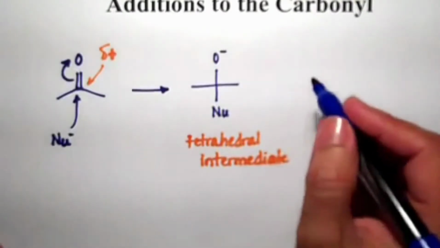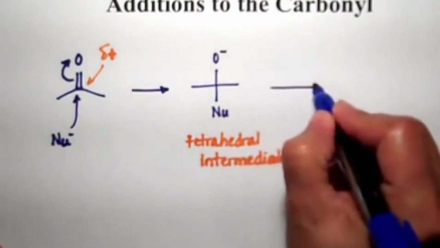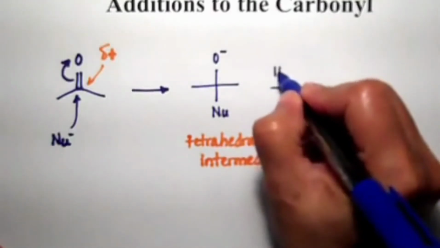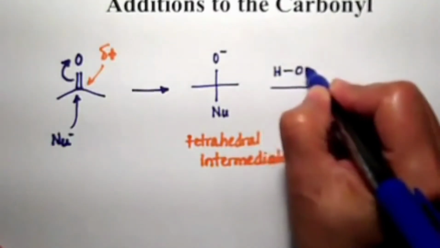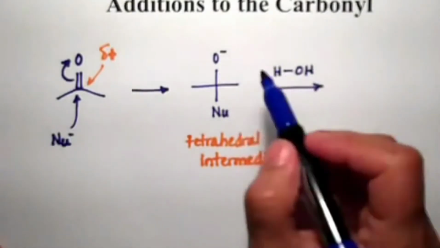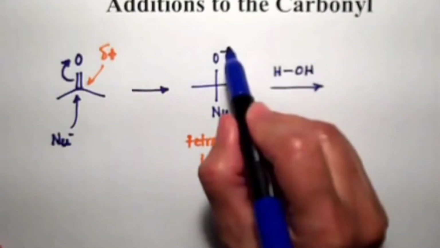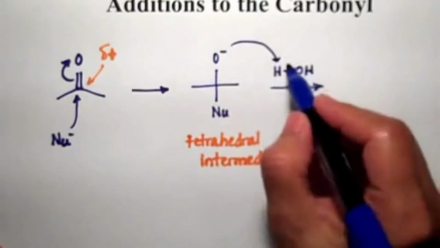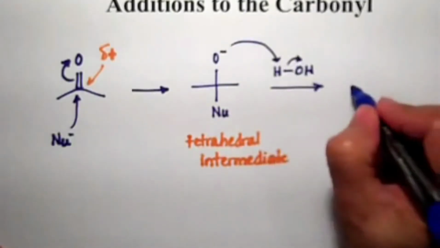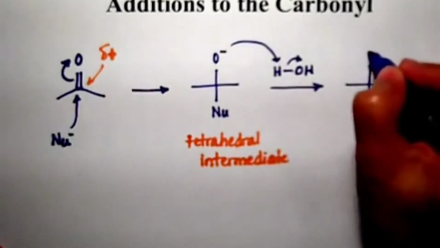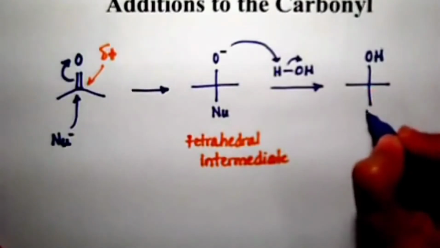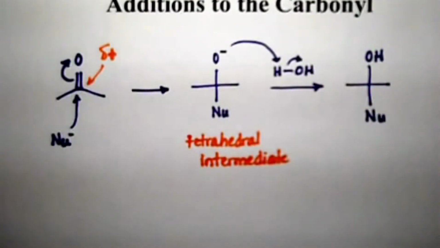So since you don't have any good leaving groups in solution, then the oxygen is going to pick up a proton from water, or from maybe hydronium if you add a little bit of acid. So it picks up a proton, and we end up with an alcohol. So that's what we're going to see in these reactions when we attack the carbonyl of the ketones and the aldehydes.